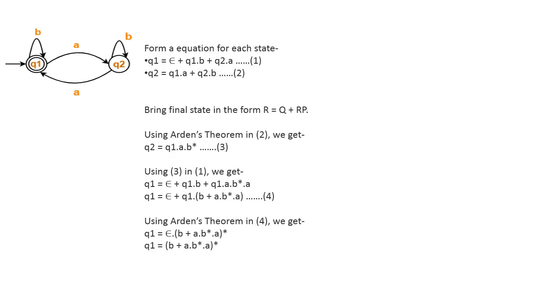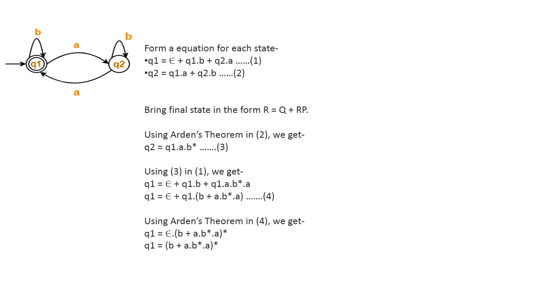So now I am going to discuss example number 2. That is the given diagram. You have to apply the Arrhenius theorem and write the regular expression. Here also you can see that there is only one final state, Q1. So the final regular expression you have to write only for Q1. First of all, you have to write an equation for each state. Q1 is the initial state, so I will add the epsilon.